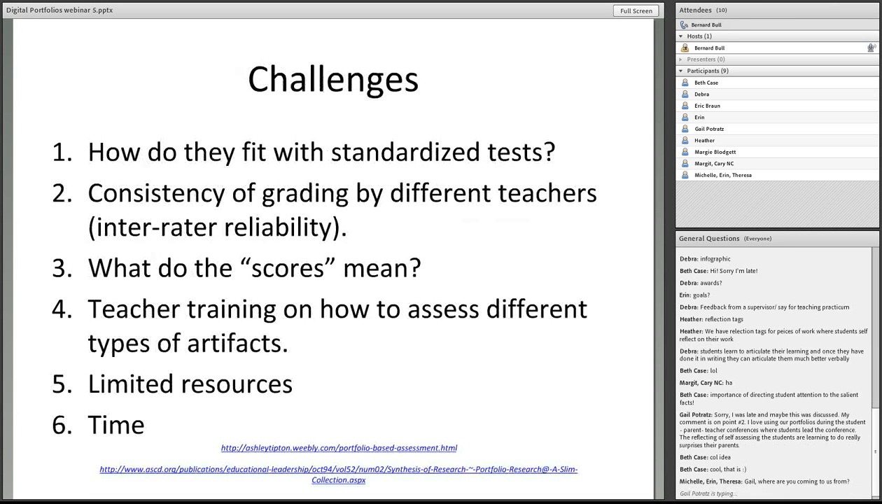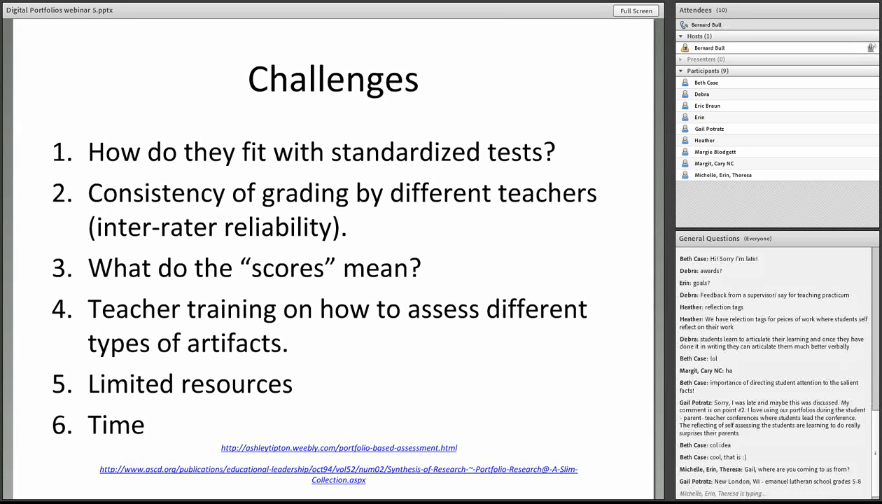So what about the challenges for portfolio assessments then? Well, one of the questions that comes up, especially today in the United States, and I'm sure people have it in other parts of the world as well, is how do they fit with standardized tests? Do they prepare the learner for these big tests that we have to have? That's a question and a challenge that people pose.